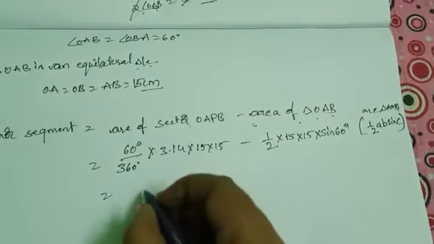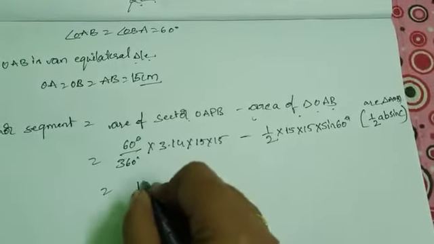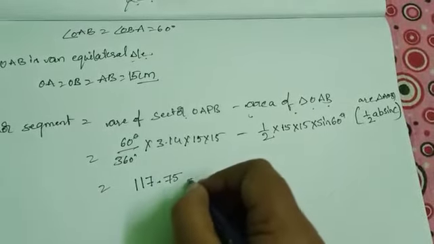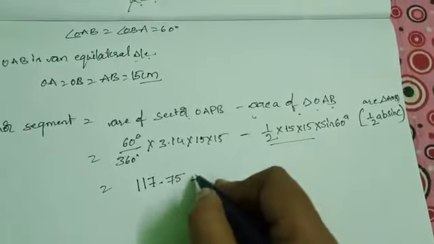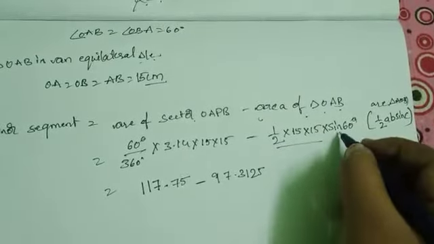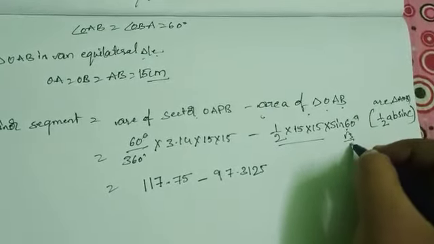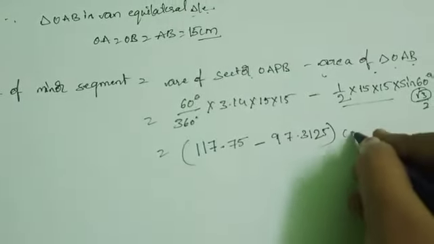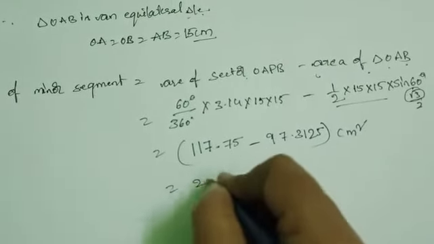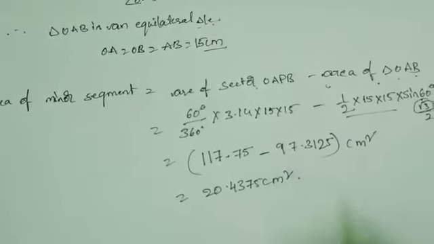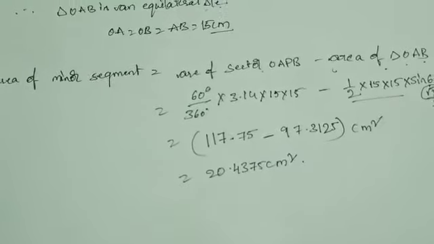This value we get 117.75 centimeter square, minus this value, 97.3125, with sin 60 being root 3 by 2 and using root 3 equal to 1.73. Therefore the final answer is 20.4375 centimeter square. This is the area of the minor segment.